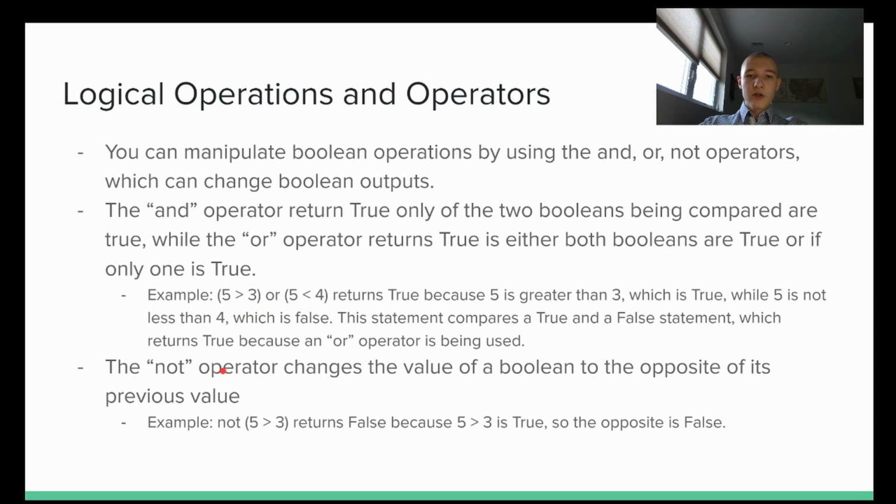The NOT operator changes the value of the Boolean to the opposite of its previous value. So NOT 5 is greater than 3 returns false because 5 greater than 3 is true, so we will return the opposite of this. We will do this right now in our kernel.